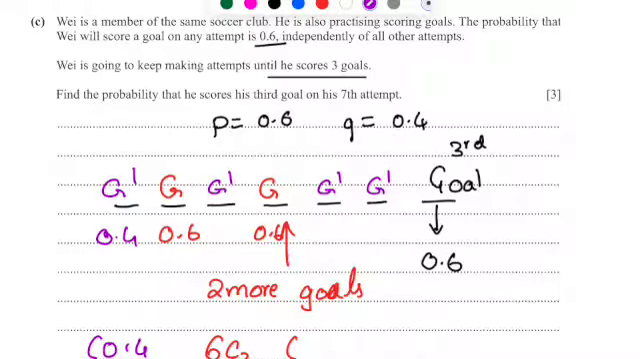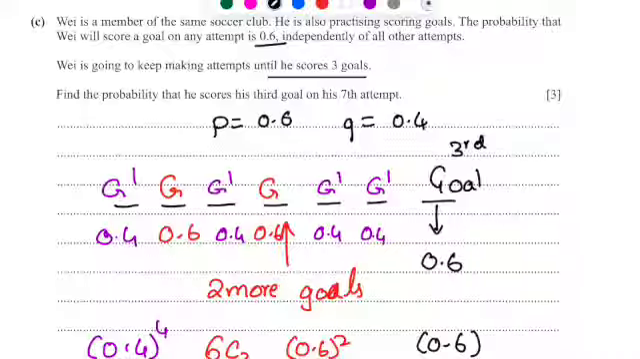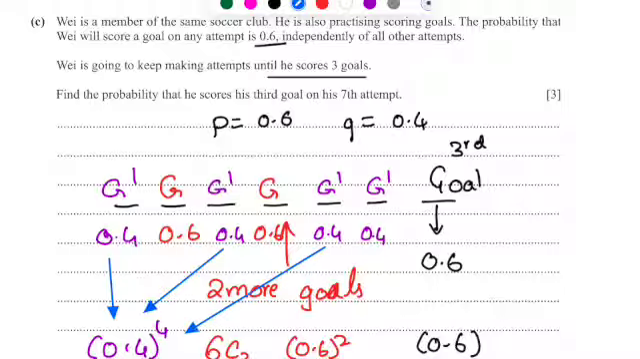So this is 0.4, this is 0.4, this is 0.4, this is 0.4. 0.4 is how many times? 4 times. 0.6 is 2 times, and one more 0.6 is there, which is the third time. So you can see the arrow marks over here. This is for this 0.4, this 0.4, this 0.4, and finally this 0.4 will make up over here.